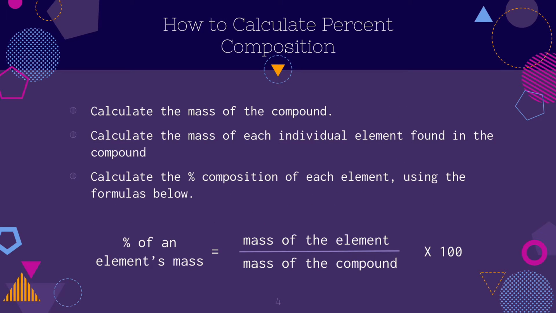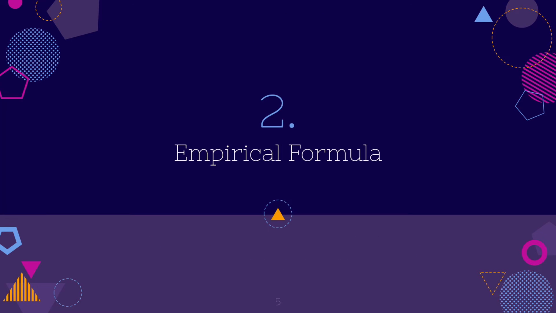First, find the mass of the compound, then calculate the mass of each individual element found in the compound. Then, using the formula of mass of the element over mass of the compound times 100, find the percent composition of each element.